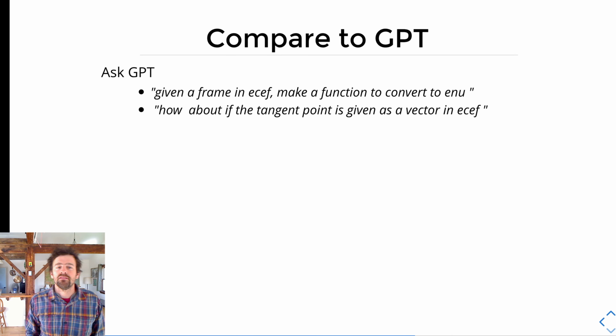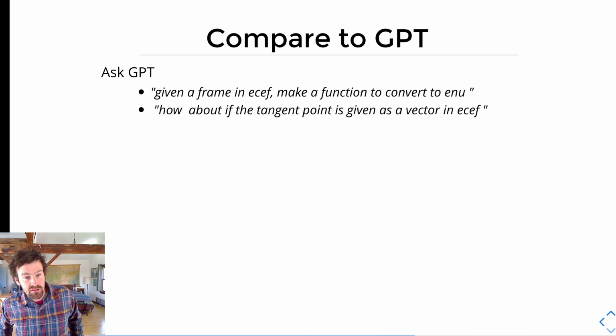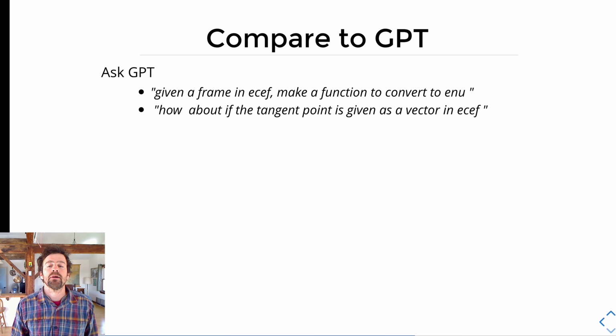But since vibe coding has come a long way, let's compare what we would get using that method, right? Because this is a well-solved problem. It should be pretty accessible using those tools. So I gave GPT this prompt: given a frame in ECEF, make a function to convert it to ENU.